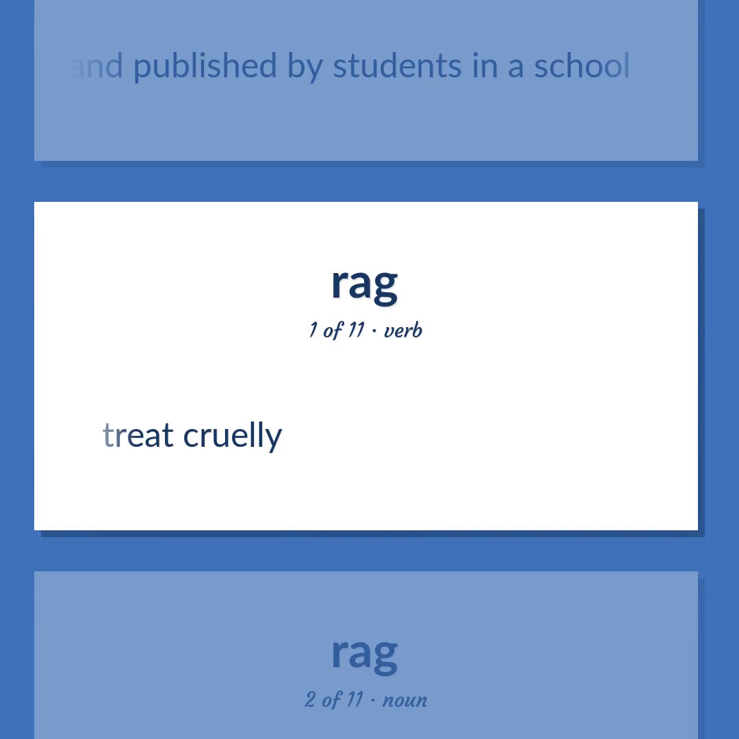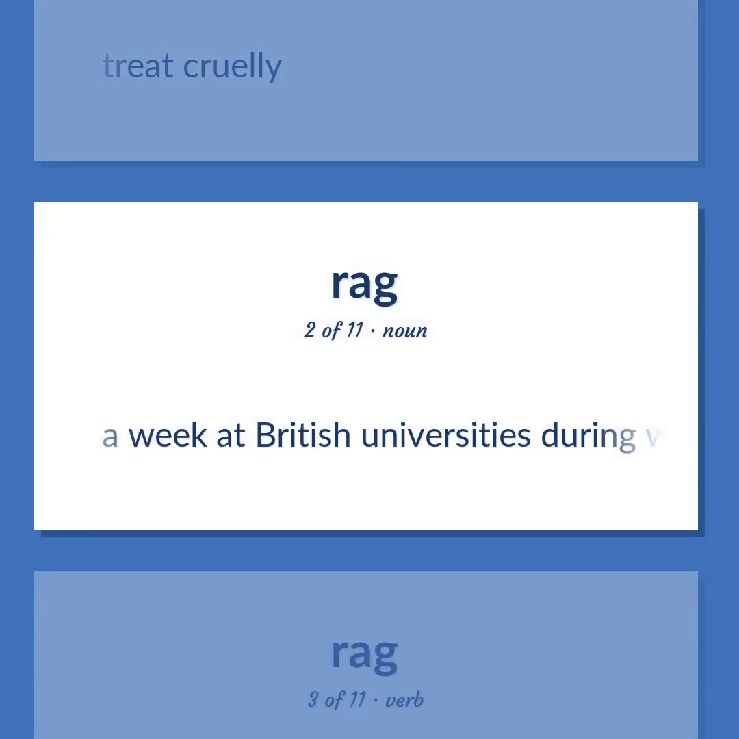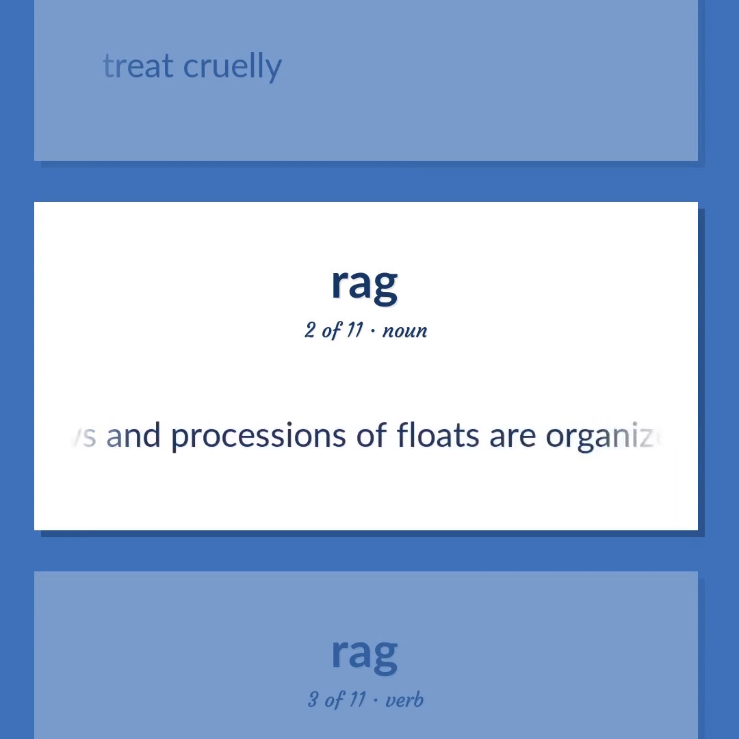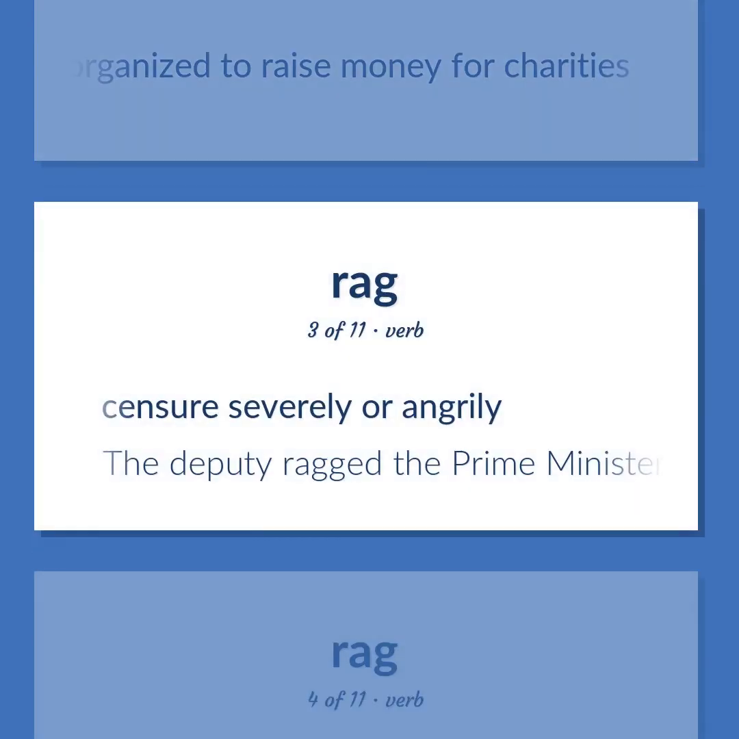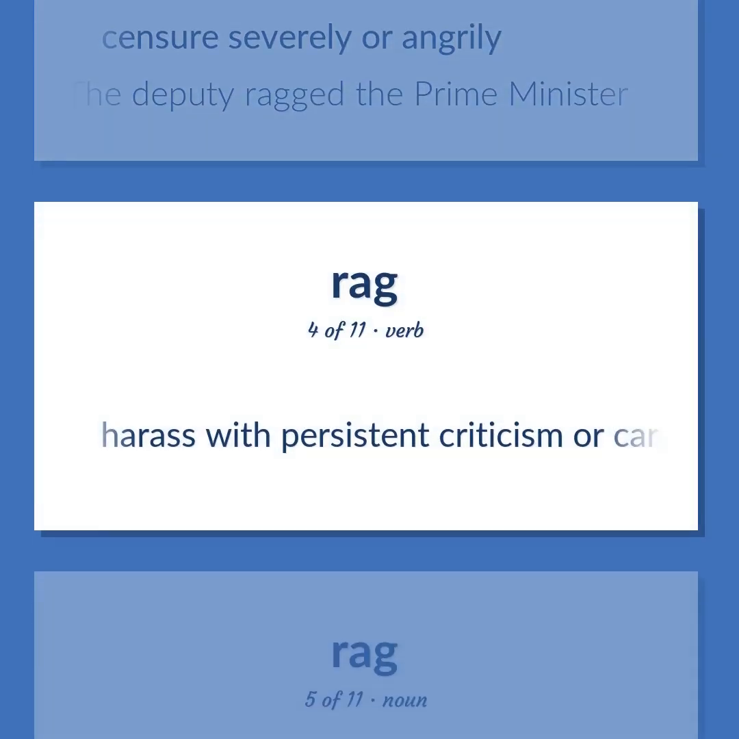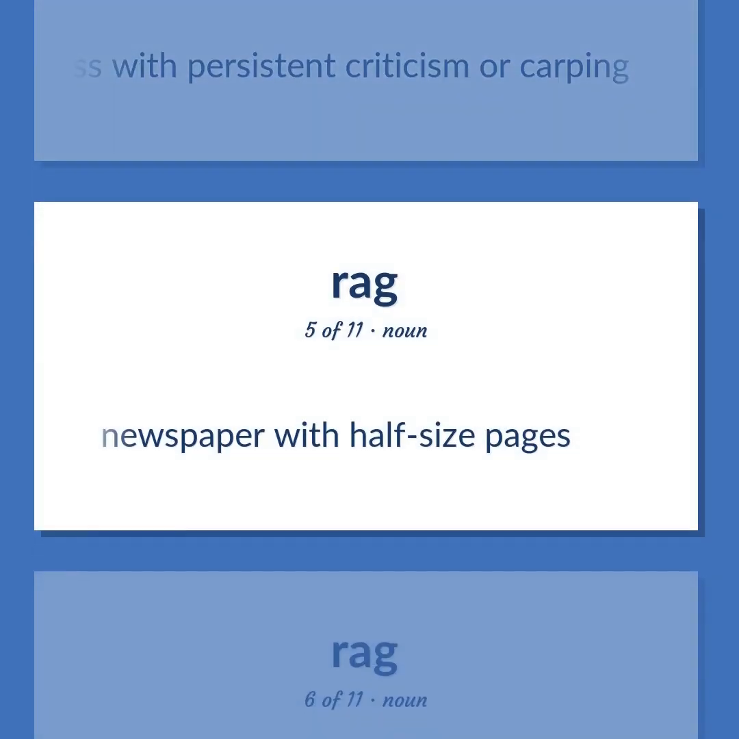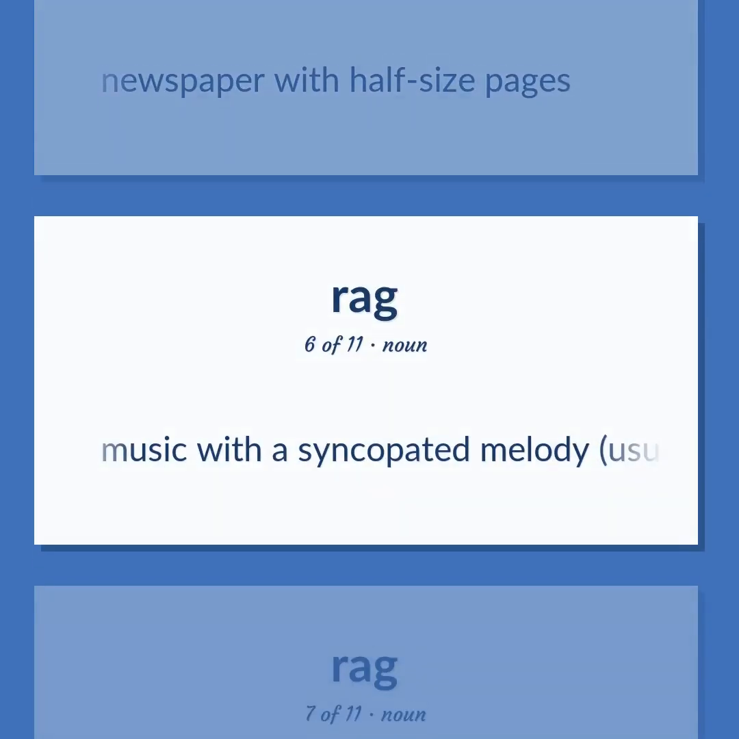Treat cruelly. A week at British universities during which side shows and processions of floats are organized to raise money for charities. Censure severely or angrily. The deputy ragged the prime minister. Harass with persistent criticism or carping. Newspaper with half-size pages.